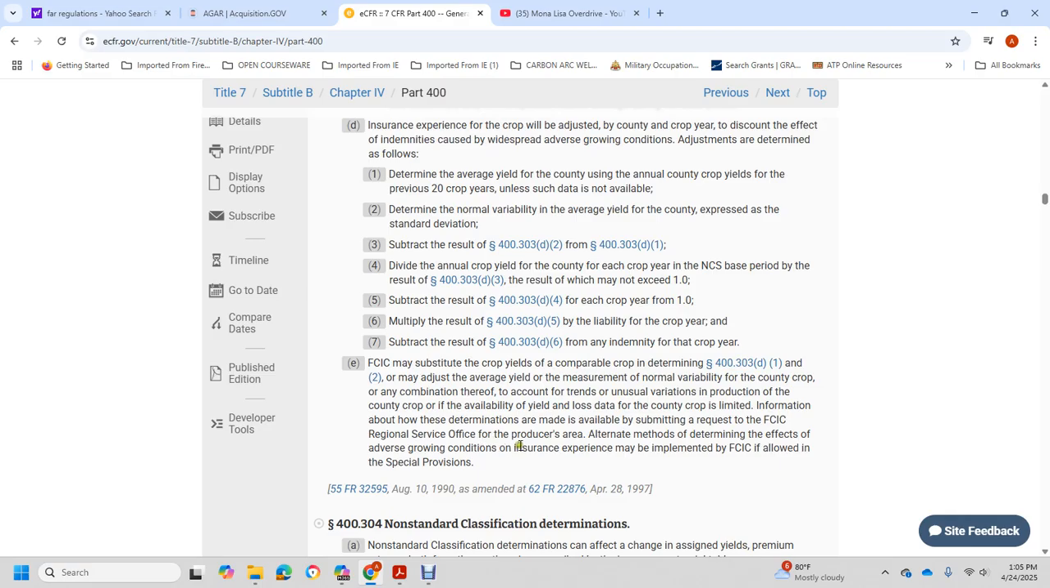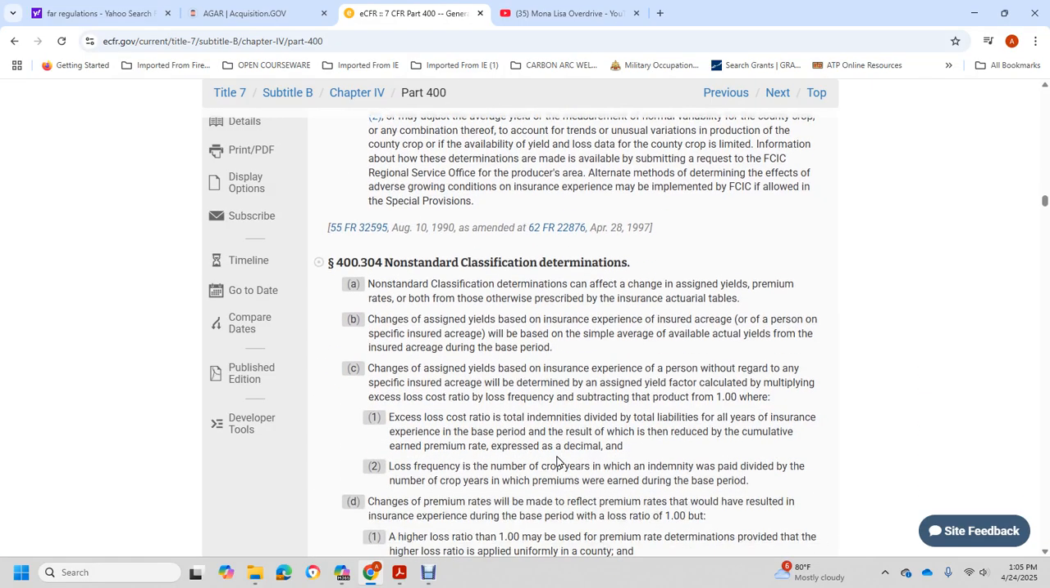Regional office of the producer area, with the alternative method determinant with the fact of the diverse growing condition, insurance with the experience implemented. The Federal Crop Insurance Corporation allowing special provisions 403.03, with the non-standard classification determination, effect for the change with the assigned yield, with the premium rate for both of these otherwise prescribed with the insurance.